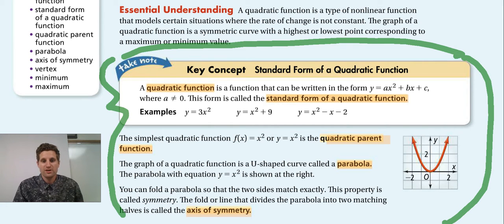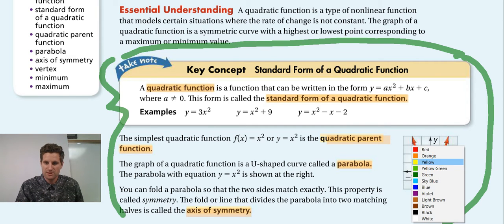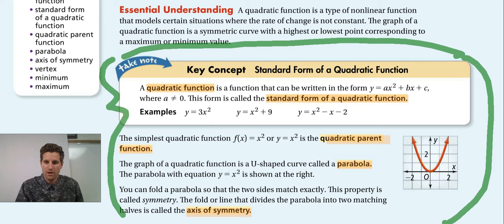And then the graph of a quadratic function is a U shape. We call it a parabola. It's not really a U, but it's U in shape. And that's a parabola with the equation y equals 2x squared shown to the right. You can fold a parabola so the two sides match exactly, so it's symmetric. And we have a thing called the axis of symmetry. Okay, so make sure all that's written down. Very crucial key things. All right, let's move on.